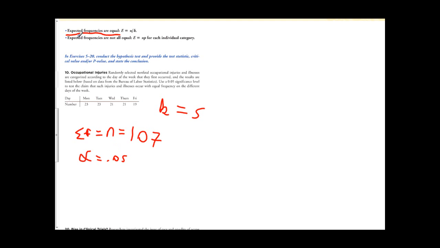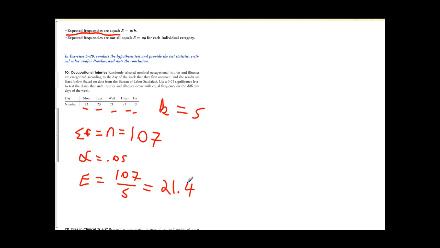All right, since we expect the frequencies to be equal, E, the expected frequency, is just going to equal N over K. N is 107 and K is 5. So in this case, N over K is going to be 21.4. So E, which is equal to N over K, is 21.4. And this is going to be the value of E for all of my categories. And here I have my observed values.